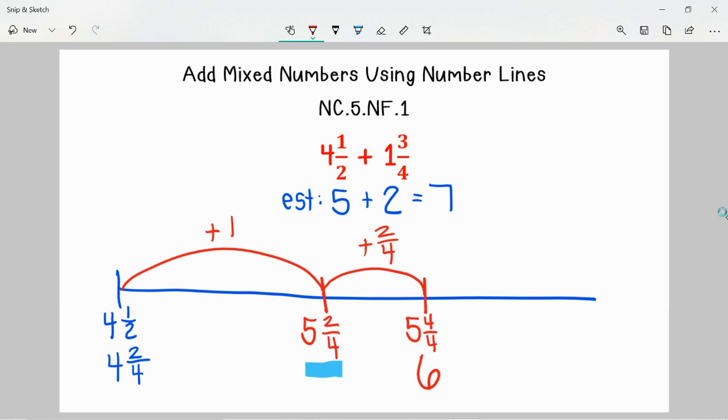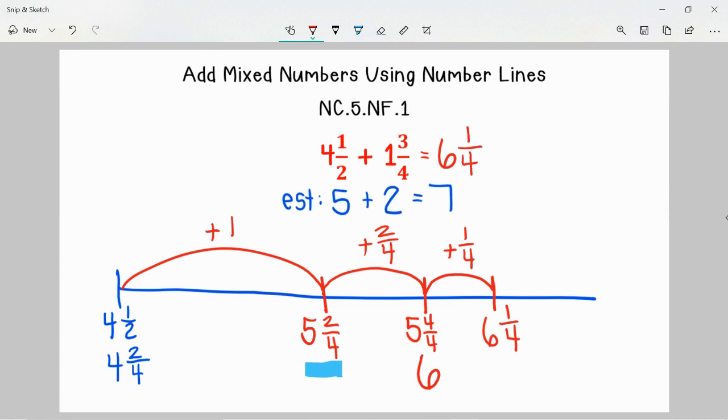And I'm not quite finished because so far I've only added 1 2/4 to that 4 1/2. I need to add the last fourth. So I'll show that here. And I know that 6 plus 1/4 would be 6 1/4. So this shows me that the sum of 4 1/2 and 1 3/4 is 6 1/4.